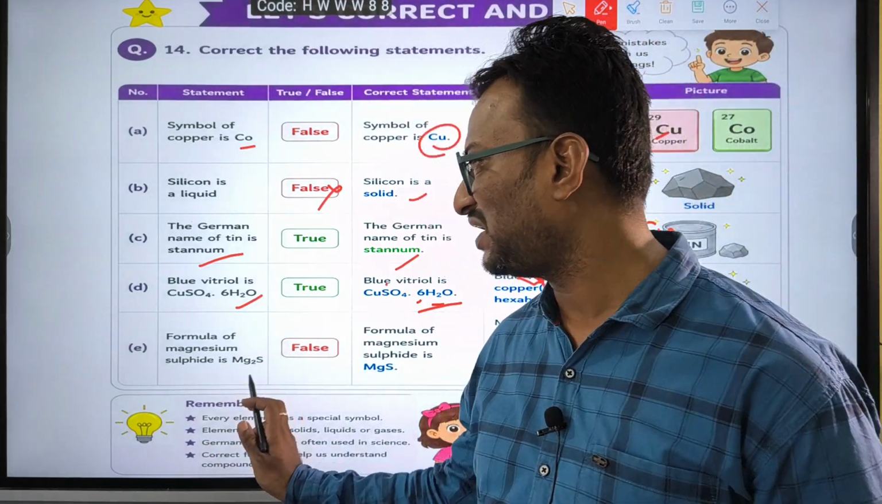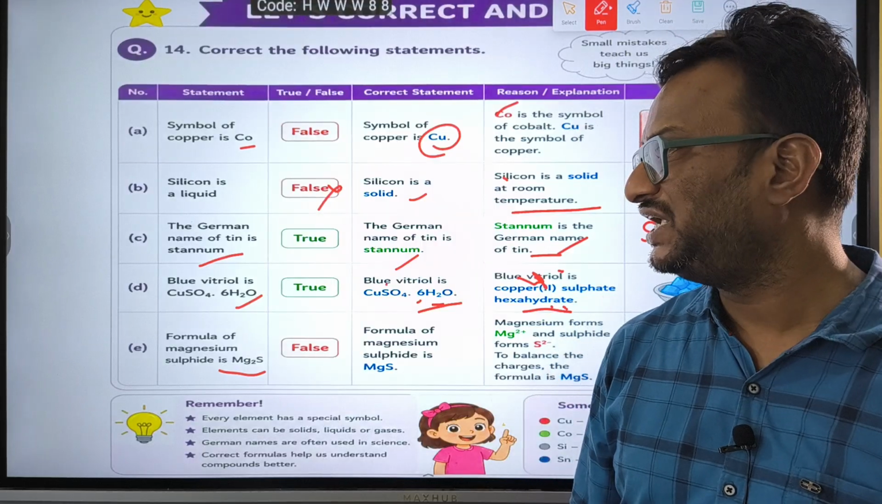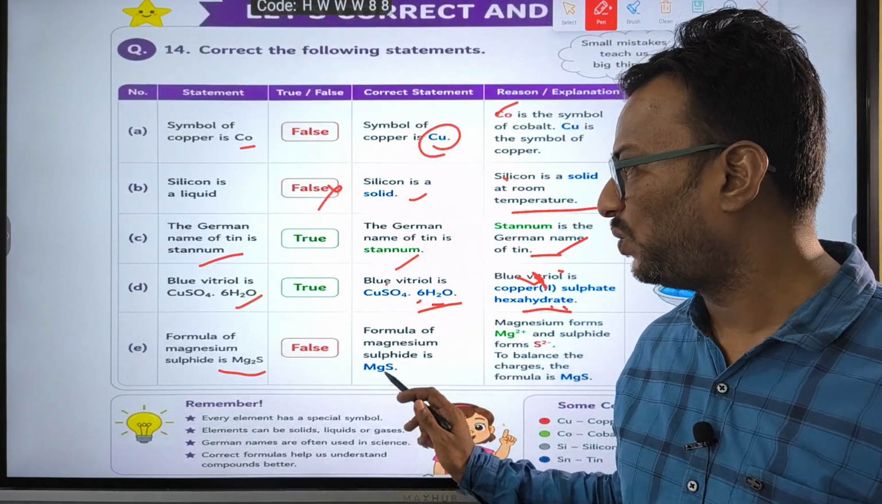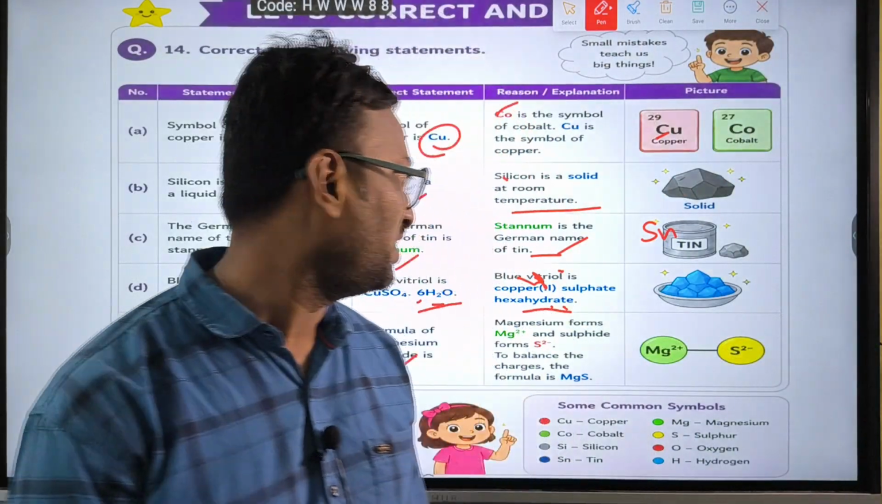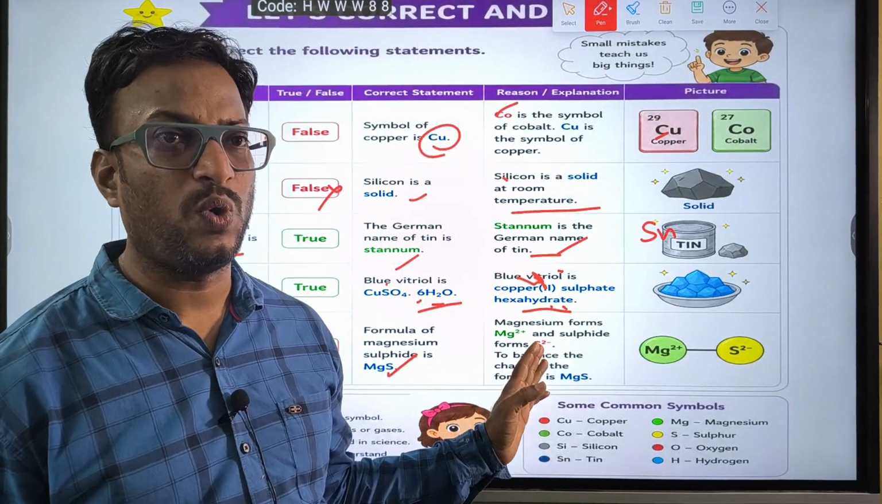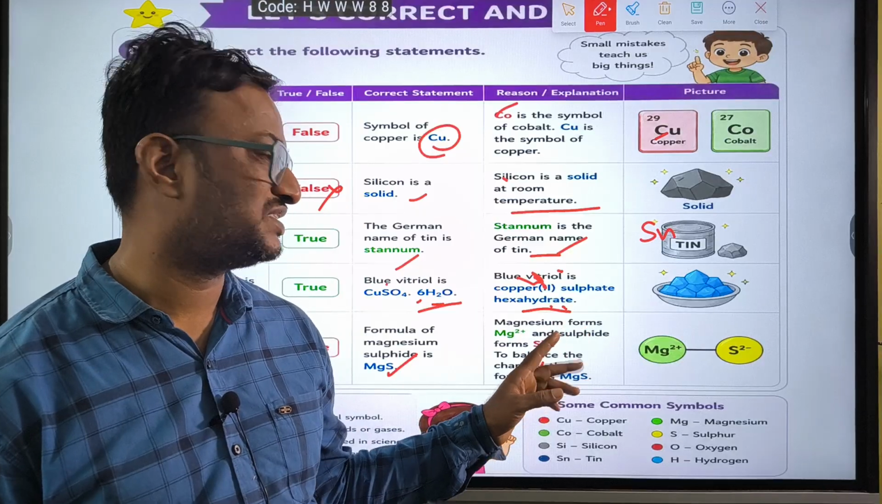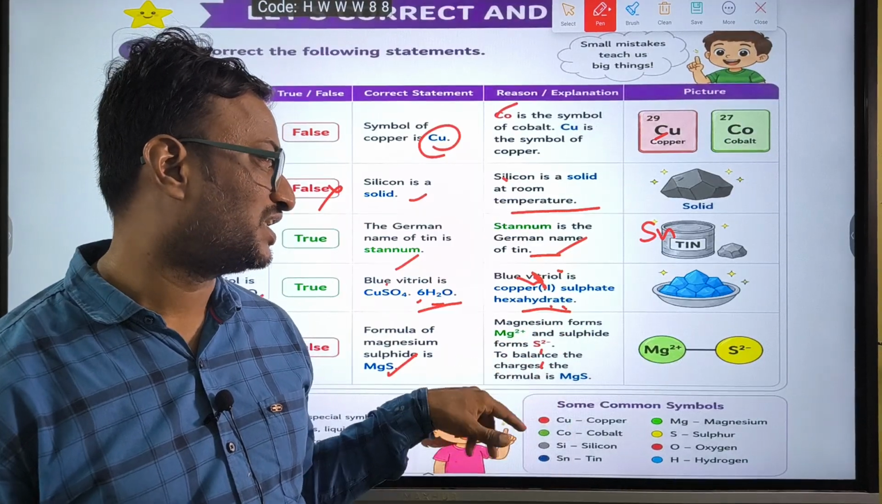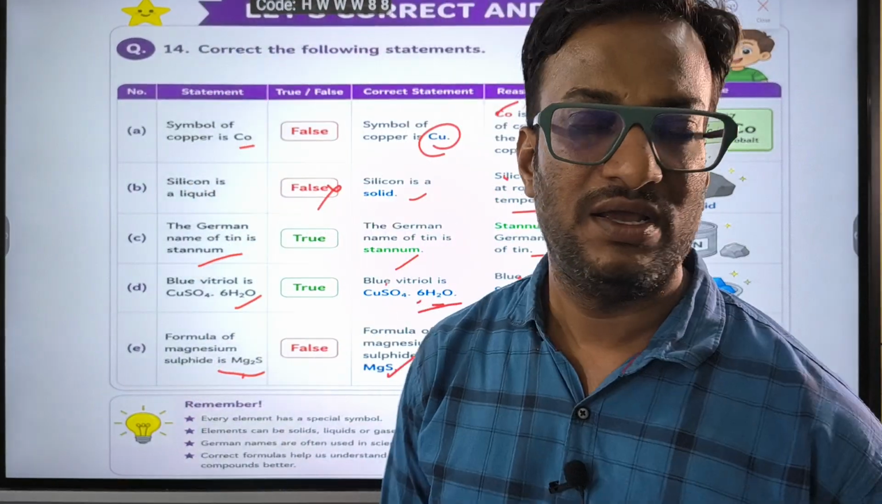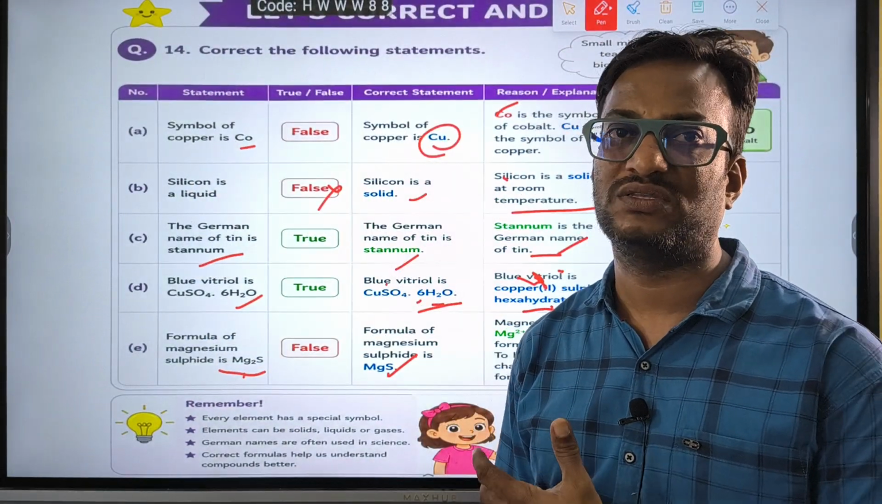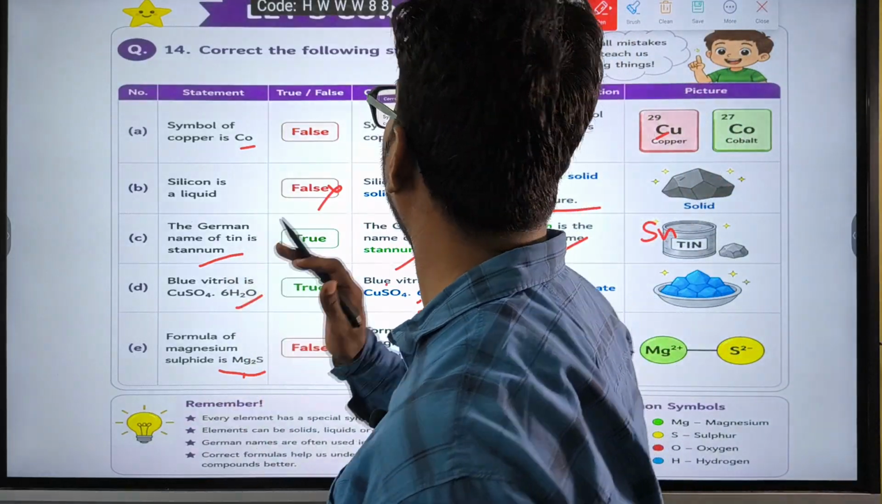Formula for magnesium sulfide is Mg2S2. No, it is not Mg2S2, it is just MgS. Because magnesium has a valency of 2 and sulfur also has a valency of 2. The 2s get cancelled on cross multiplication. It will be MgS. We will learn these ions concept in future. Nothing to worry.